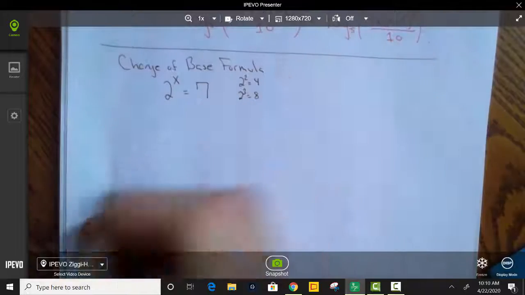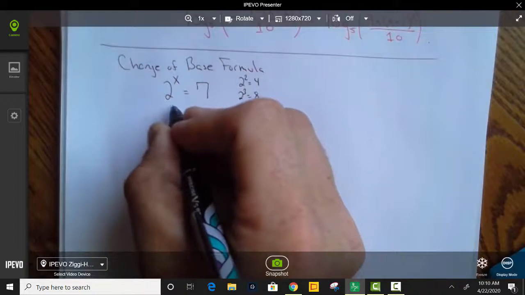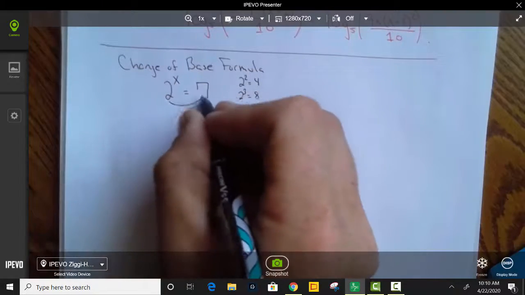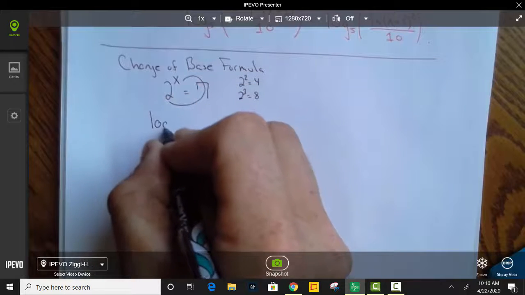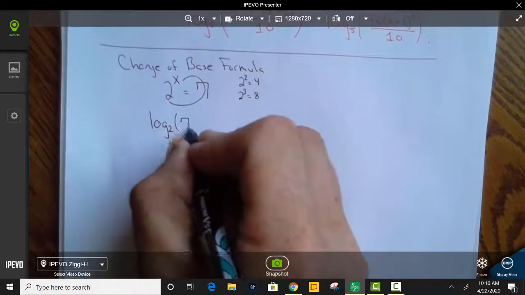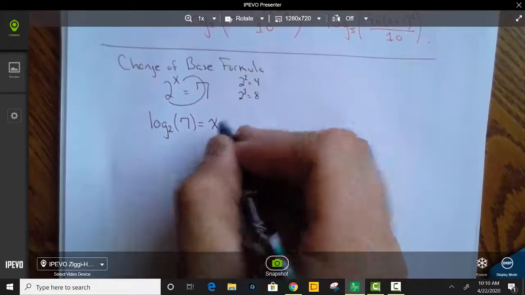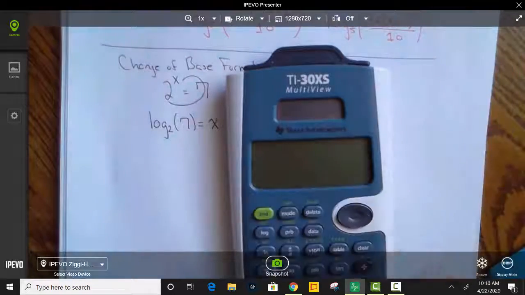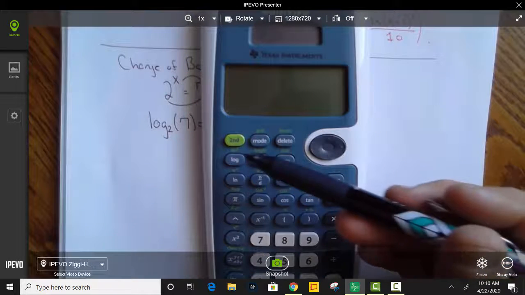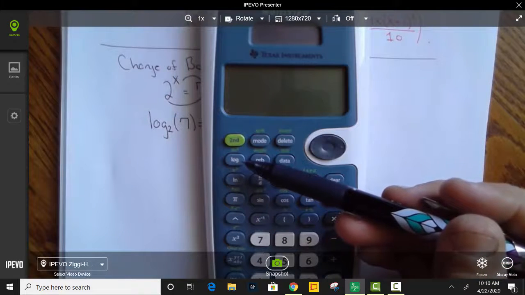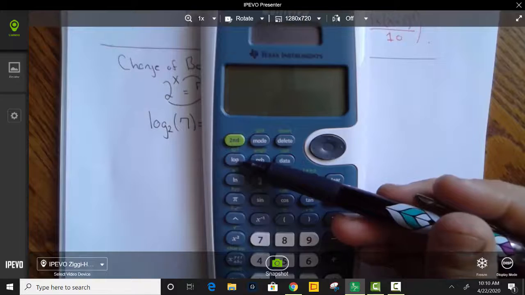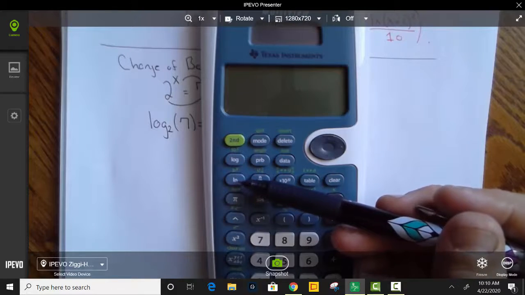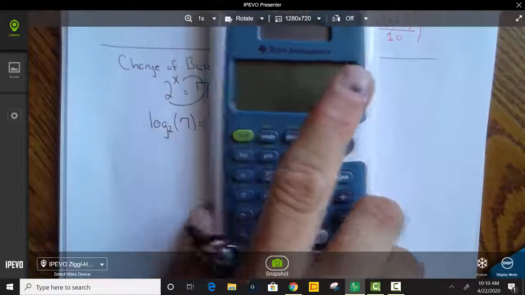So, two ways we can do this. One is we can convert this to a logarithm. So this would be log base 2 of 7 equals x. And this goes back to our calculator at this point. But here's the dilemma. We've got the log button, which if you remember, log button means base 10. And we've got the ln button, which means base e. Okay.